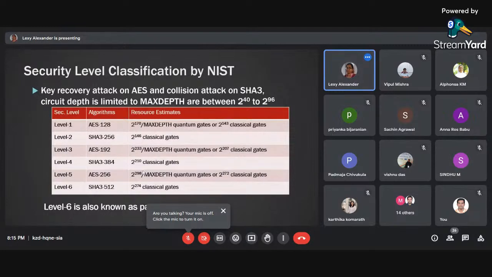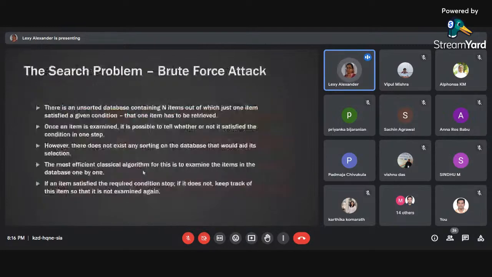Now here, what is Grover's algorithm doing? It is a generic algorithm which gives a solution to the search problem. Search problem is always related to the brute force attack. So what we have is an unsorted database which contains n items. In that, only one item satisfies a given condition. So that item we have to take, we have to identify which is that item.